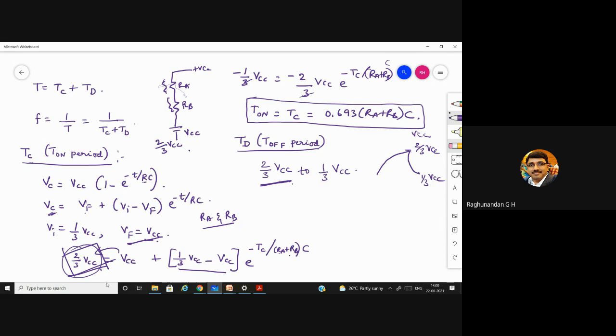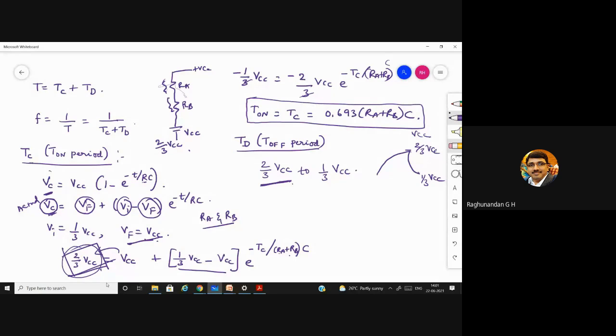Okay. So now, capacitor under the off condition, so this is the actual voltage. Please remember, this is the actual capacitor voltage. This is the final voltage it can reach, ideally speaking. This is the initial voltage what it is having right now. This is again the final voltage what it can reach.